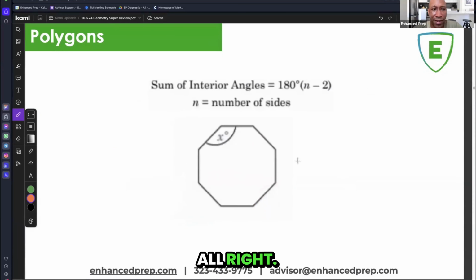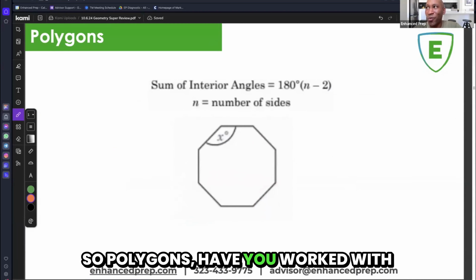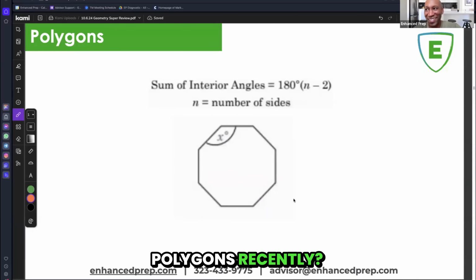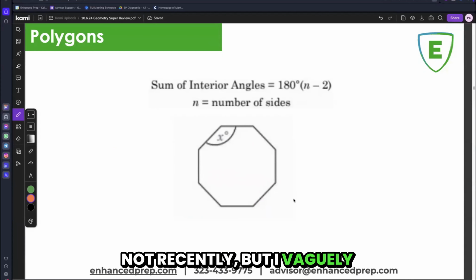Okay. All right. So polygons. Have you worked with polygons recently? Not recently, but I vaguely remember it.